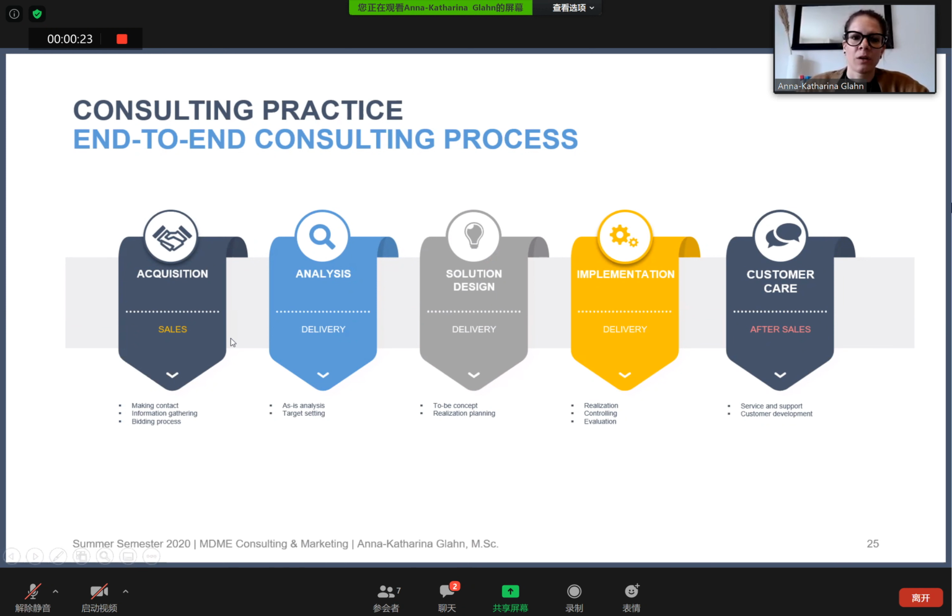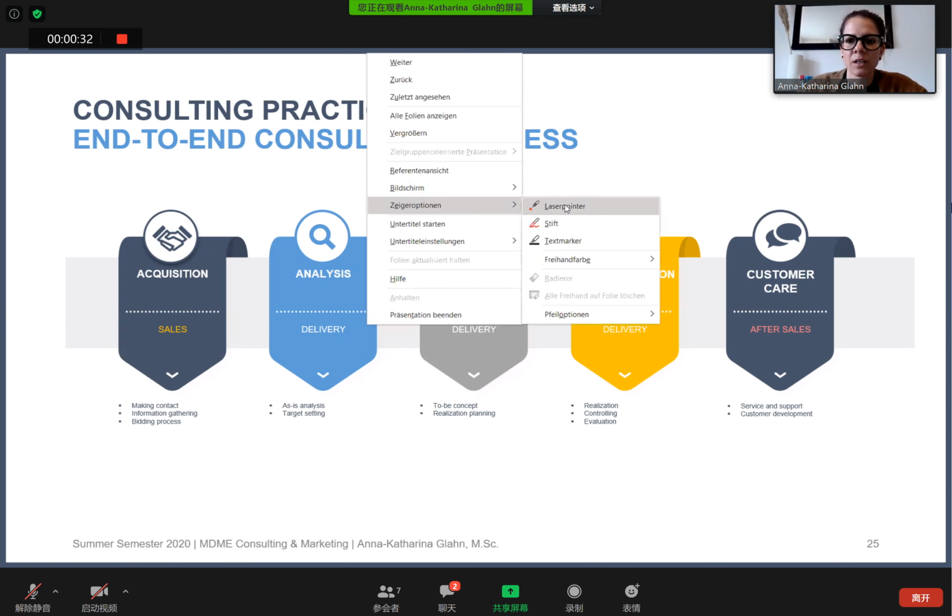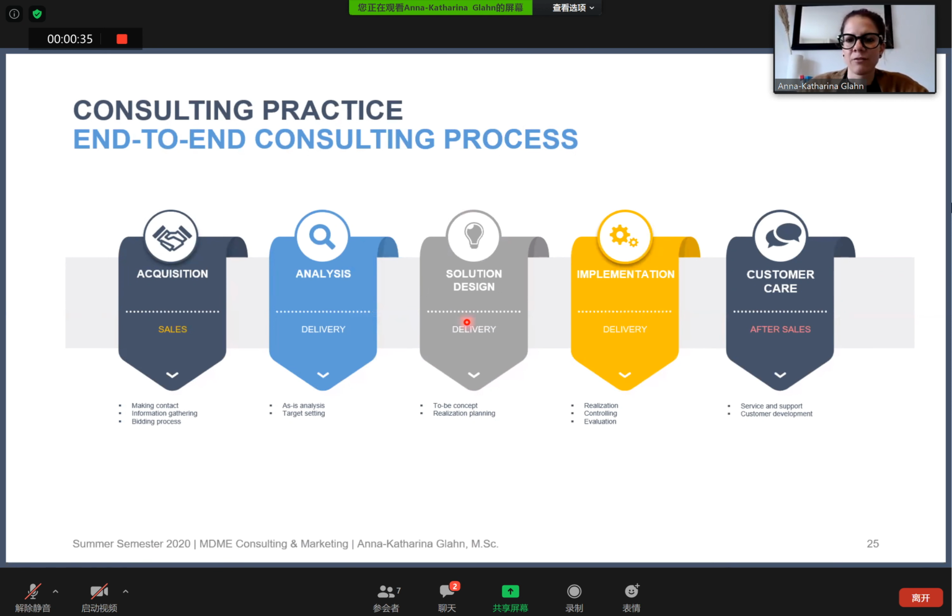So the overall core phases are sales, delivery, and after sales. And we can divide these core process steps into smaller steps, like the acquisition, which is part of sales, the analysis, solution design, and implementation. You will find all this already on the slides about the areas and the tasks. And the after sales is mostly about customer care and customer development, of course.